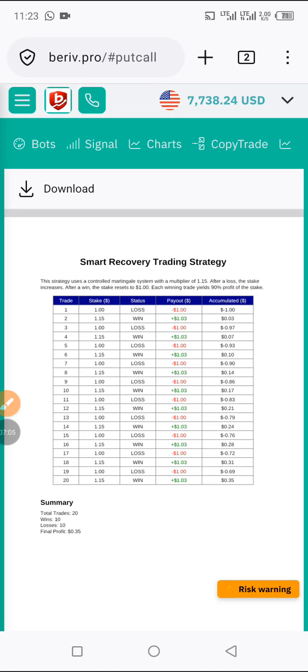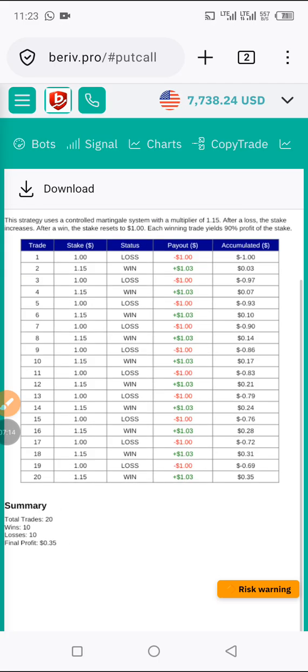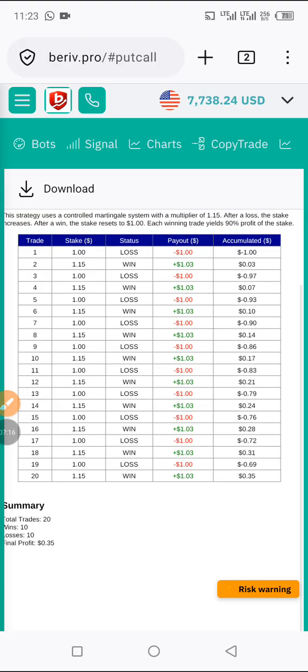This strategy uses a controlled martingale system with a multiplier of 1.5. So we are just giving an example of the multiplier that we are using. Let me see if I can zoom it a little bit further. All right. So according to this trading table, it just explains how the trading will look like. So it doesn't mean the trading results will match this pattern.